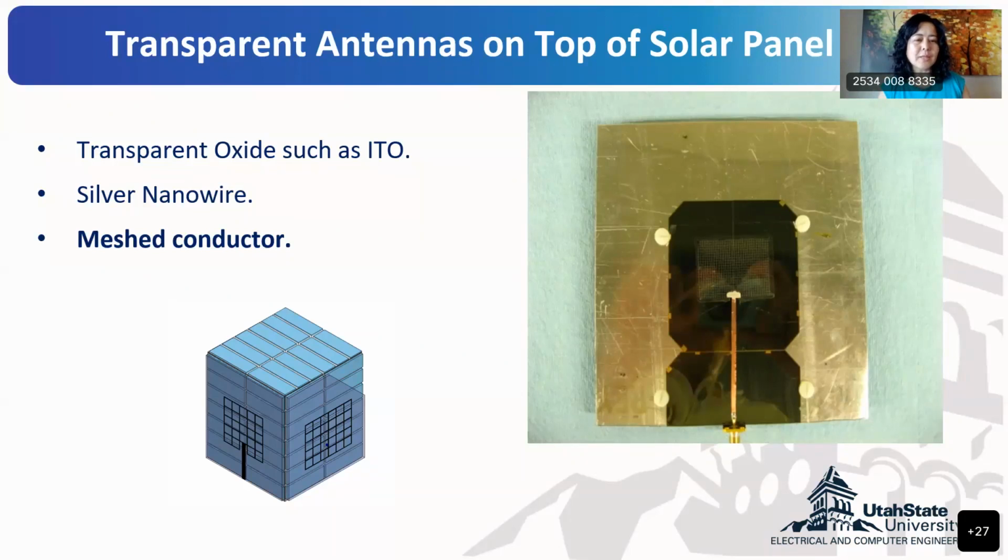So then we ask ourselves, all right, we want the antenna to be transparent, but that's just transparent to light. It doesn't have to be transparent to our eyes, so it's okay if we can see it. So how about we go with a meshed conductor? That's our first example. Let's move on.